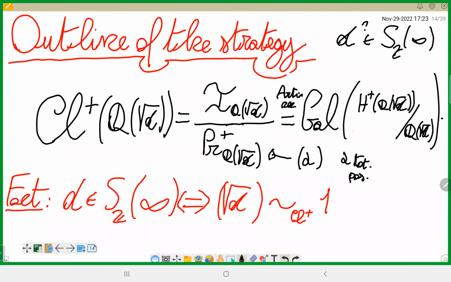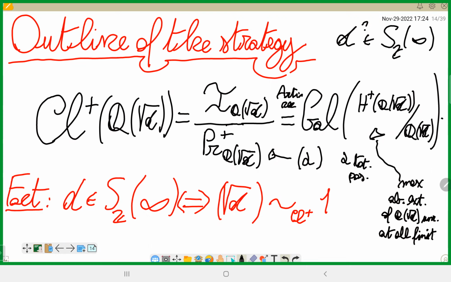maximal abelian extension of Q root D unramified at all finite places. It's a fact that there is a natural identification between this class group and this Galois group. And it's called the Artin reciprocity map, and we are going to capitalize from this double interpretation.